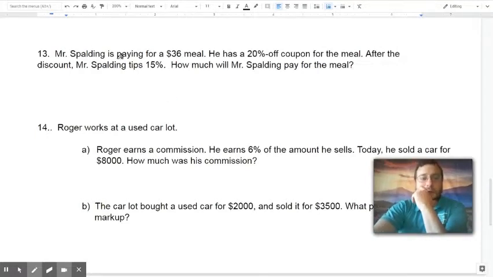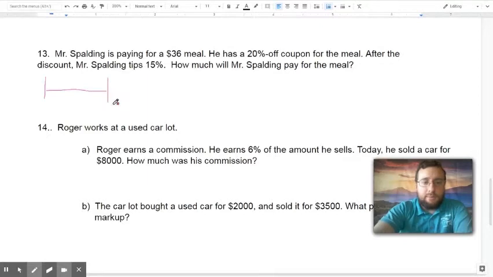All right, so Spaldo is paying $36 for a meal, but he has a 20% off discount for it. So remember, discounts are always going to be your part. So I like to make diagrams, remember, to help me visualize what's happening in the problem. So 36 is going to be your total, and that's the original cost of the meal. And then they are applying to that a drop in price of 20%. All right, so if you use 20%, that means he's going to actually pay about 80% of the price. That's what he's actually paying.